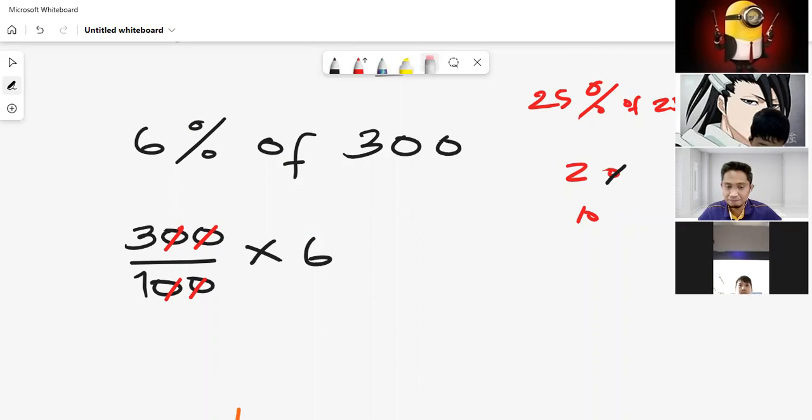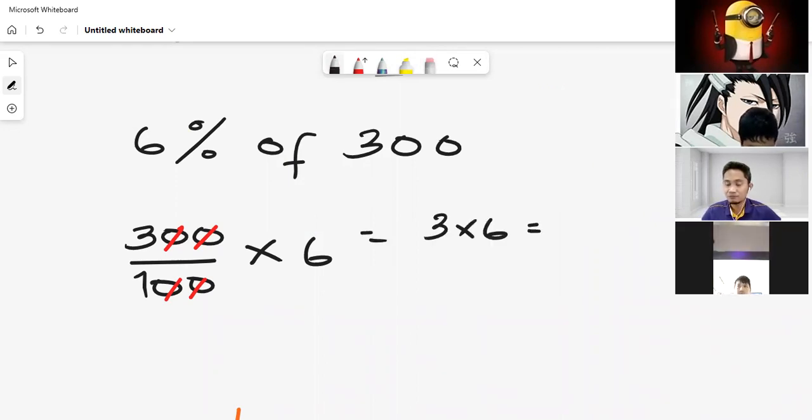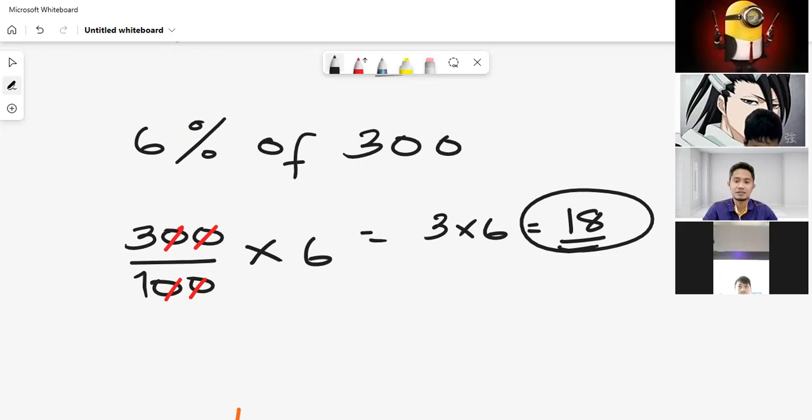Now it will become 3 times 6 is equal to 18. Okay, so the 6% of 300 is equal to 18. So that's it.